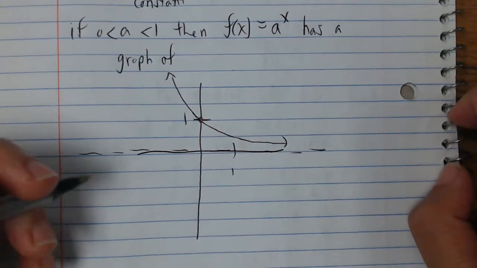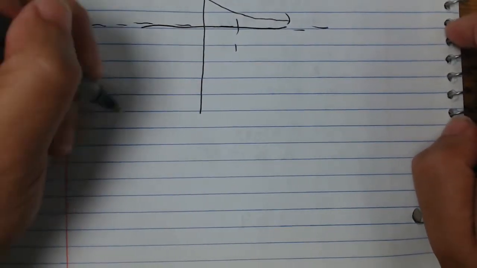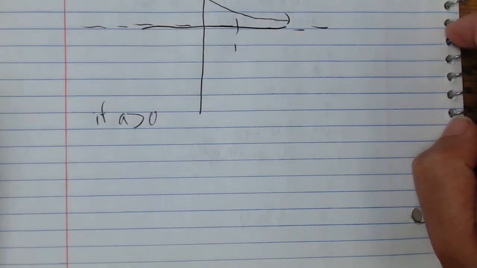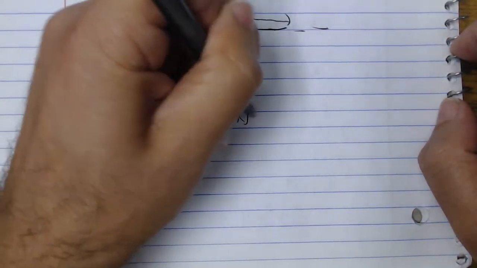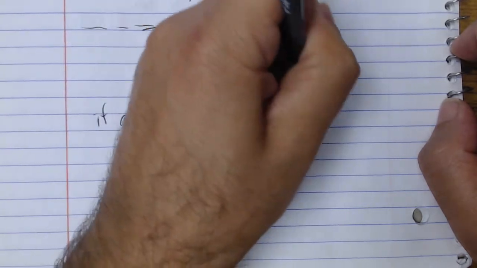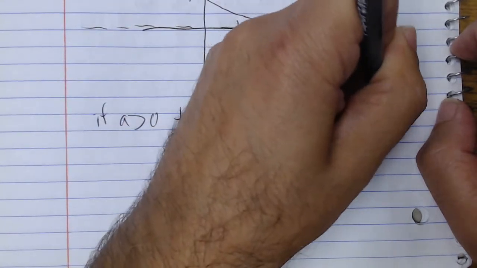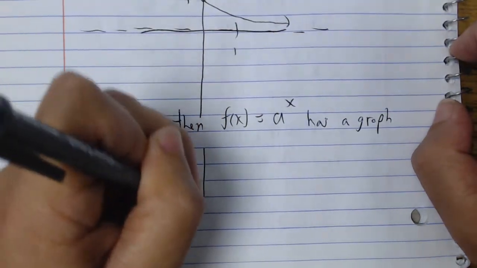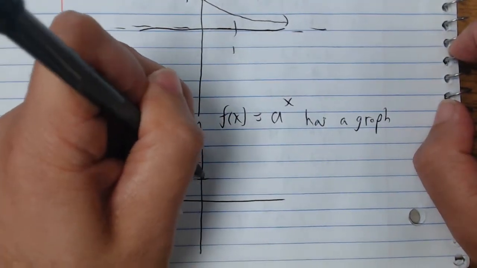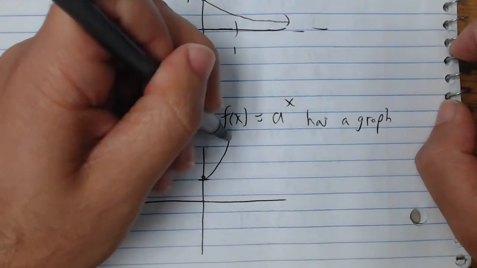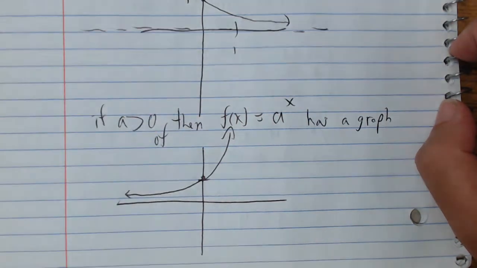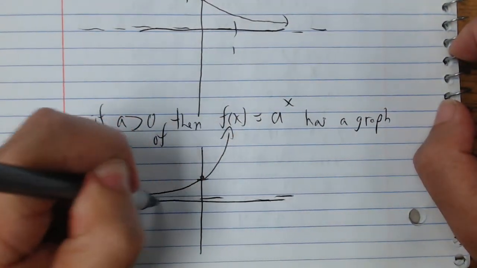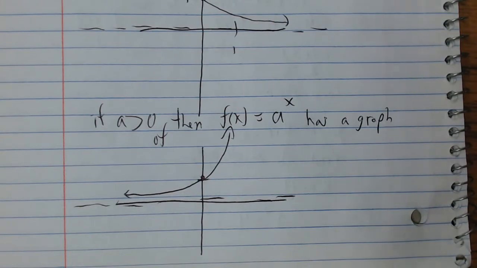Now, what if a is greater than 1? Then the shape of this flips. So f of x equals a to the power of x has a graph of something along the lines of this. When x is 0, y is still 1. But now, as x moves to the right, this increases exponentially, and as we go to the negatives, it gets closer to 0, and we have a horizontal asymptote at y equals 0 as well.